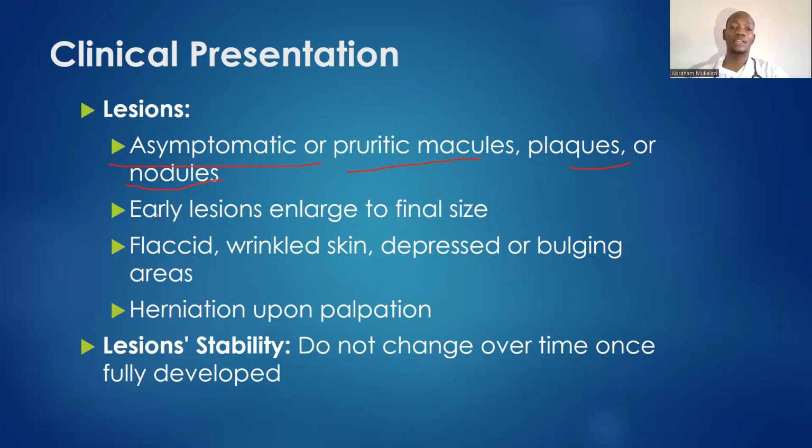And usually they'll keep on enlarging until they reach their final size. After this, you see flaccid or wrinkled skin, sometimes depressed, sometimes even bulging because of the weight of structures like fat. They can end up presenting as bulges or nodules on the skin. When you palpate these areas, you will see there is some herniation of the underlying tissues, which can be reducible, like when you palpate, the lesion is able to go inside. When you remove your hand, then it comes back.